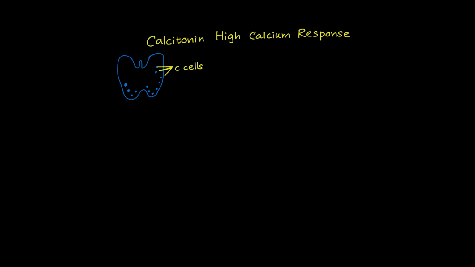Calcitonin is the mirror image of PTH, and it has a straightforward job when blood calcium climbs too high. The thyroid gland contains specialized C cells, also called parafollicular cells, that constantly monitor blood calcium. When calcium levels rise above the normal range, these C cells release calcitonin into the bloodstream. Calcitonin pushes calcium back into bone to lower blood levels.